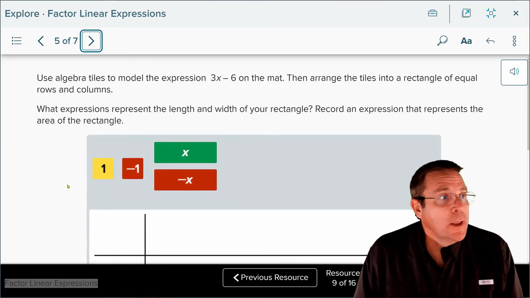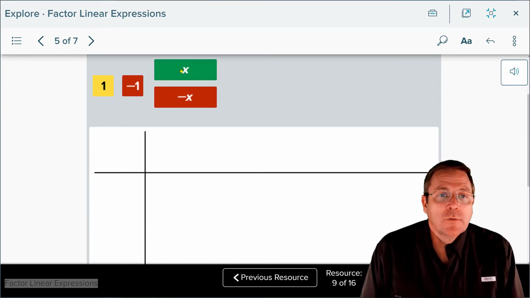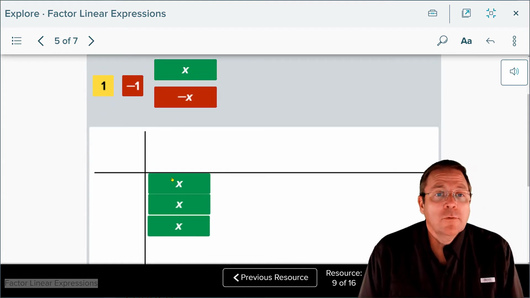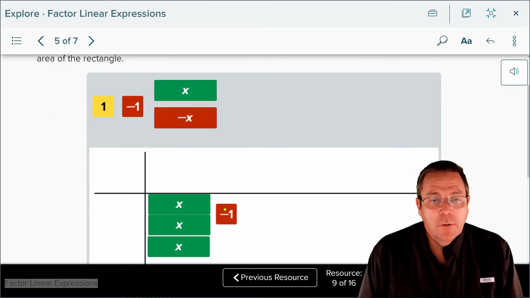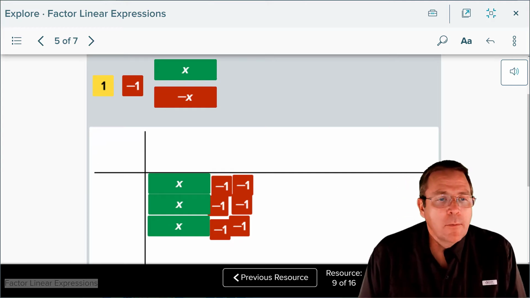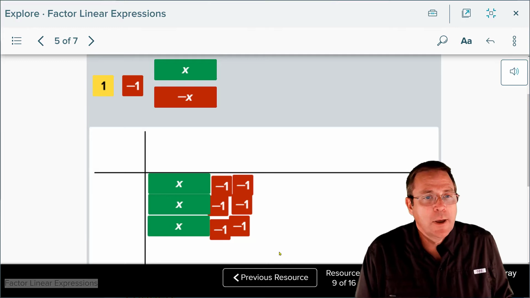Now we want to do 3x minus 6, so we're going to set it up with 1, 2, 3 x's. And minus 6, so we're going to do 1, 2, 3, 4, 5, 6. And let me just go ahead and take a picture of that, and that'll make it look a little better when we actually do the work, since they're not giving us a place to do that part.